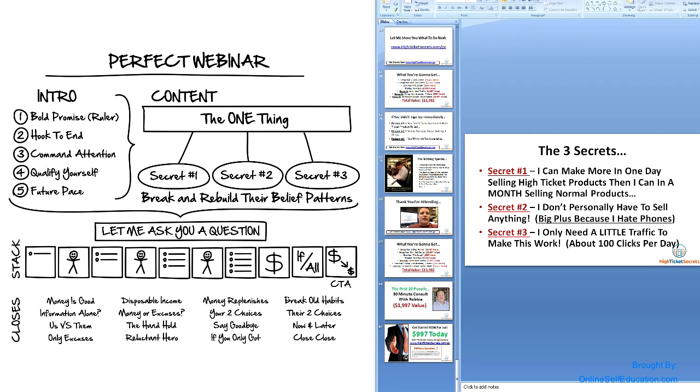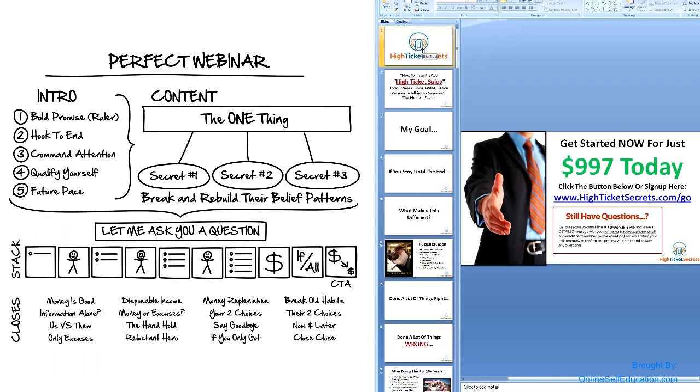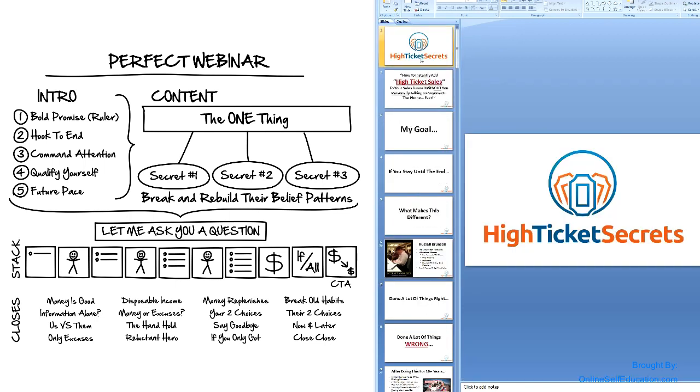And for those of you guys who are working on webinars, now you've got really a good framework and a tool to kind of work through, and hopefully you've seen how I've done it. If you want to see this webinar live and see me doing it actual live, if you just go to highticketsecrets.com, the webinar is still live on the homepage right now, I believe. You can go watch that this weekend and just see me pitch this product, and I guarantee that you guys will want to buy it by the end.